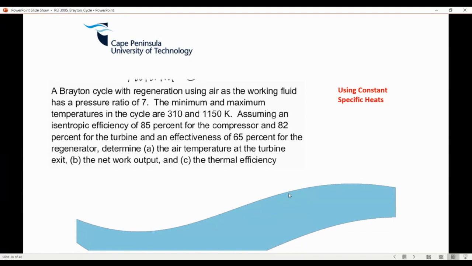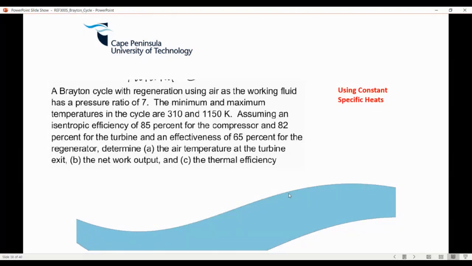Okay, so this is the question. A Brayton cycle with regeneration, that's how you know you're dealing with that. We're using air as a working fluid with a pressure ratio of 7. The minimum and maximum cycle temperatures are 310 and 1150 Kelvin. Assume an isentropic efficiency of 85% for the compressor, an efficiency of 82% for the turbine, and an effectiveness of 65% for the regenerator. That's the heat exchanger. Determine the air temperature at the turbine exit, the net work output, and the thermal efficiency.